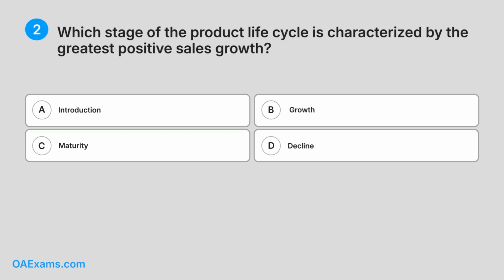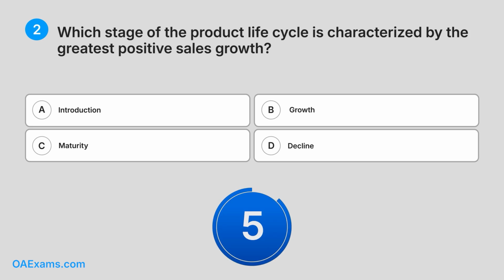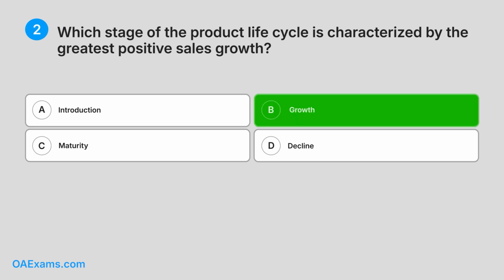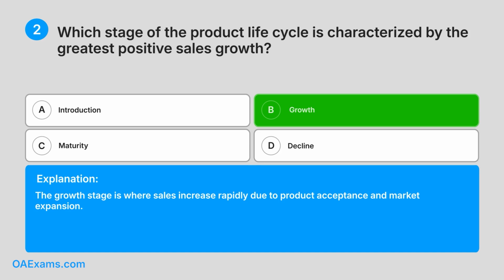2. Which stage of the product life cycle is characterized by the greatest positive sales growth? A. Introduction, B. Growth, C. Maturity, D. Decline. Can you guess the answer? Correct answer, B. Growth. Explanation. The growth stage is where sales increase rapidly due to product acceptance and market expansion.